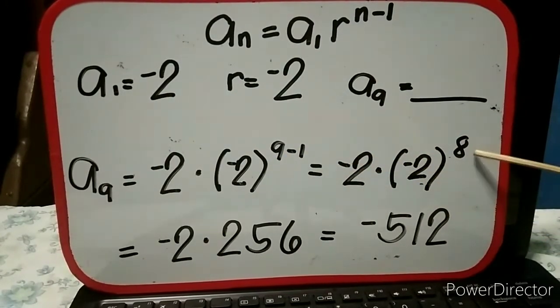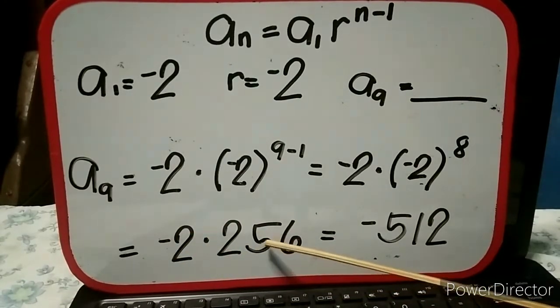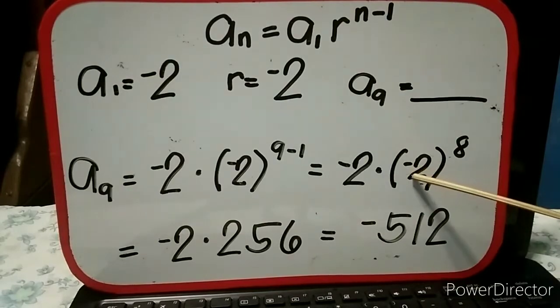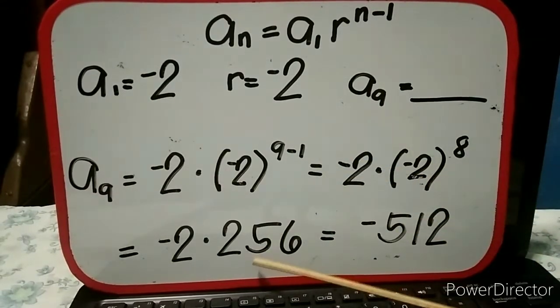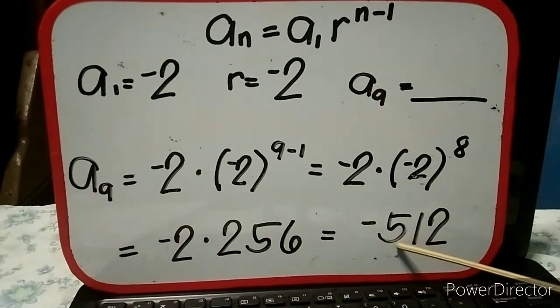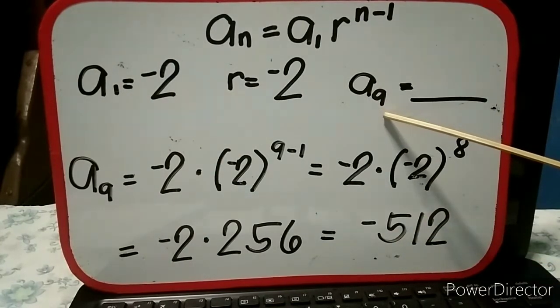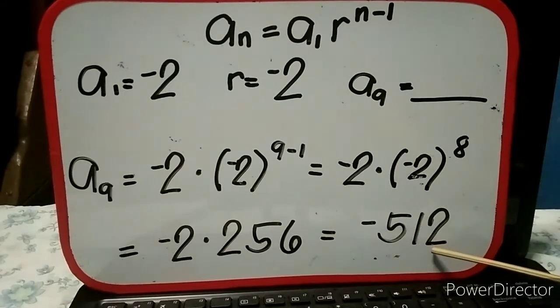negative 2 times negative 2 raised to the exponent 9 minus 1 is 8. And that is equal to negative 2 times 256, because negative 2 times negative 2 times negative 2 times negative 2 times negative 2 times negative 2 times negative 2 times negative 2 is equal to 256. Therefore, negative 2 times 256 is equal to negative 512. So, the 9th term of the geometric sequence is negative 512.